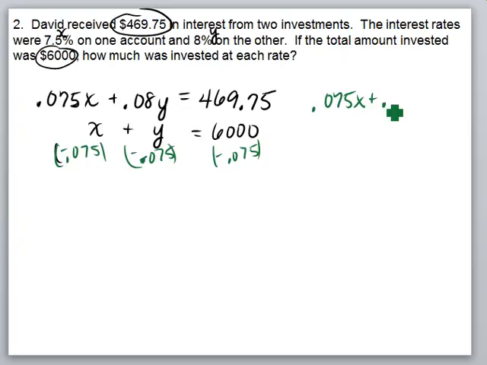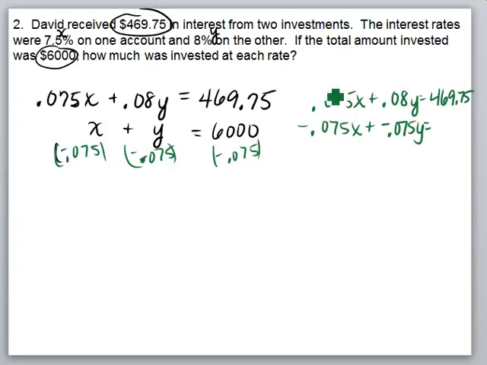0.075x plus 0.08y equals $469.75. Down here I have negative 0.075x plus negative 0.075y equals, multiplying those two numbers together will give me negative 450.